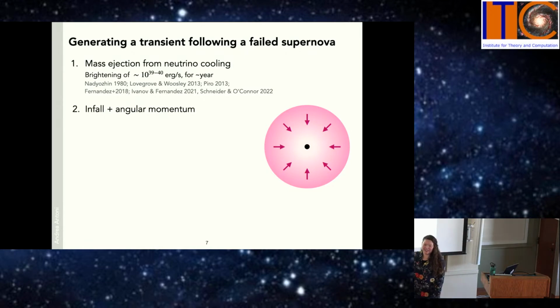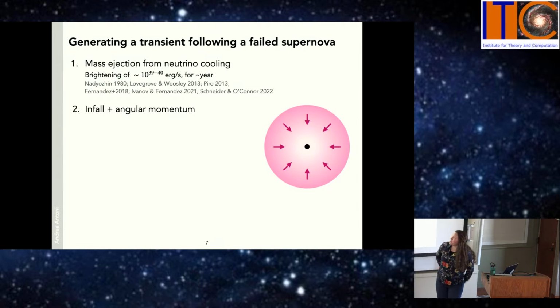Yes, Kareem? Just before you go to that, is 10 to the 39 or 10 to the 40 erg consistent with the amount that one event got brighter? Or is it? No, it's brighter. Theirs is brighter, and that event is yet dimmer than what I'm going to show you. So I actually don't think that that's a failed supernova. But I have a plot at the end that puts everything on a nice diagram so you can see.